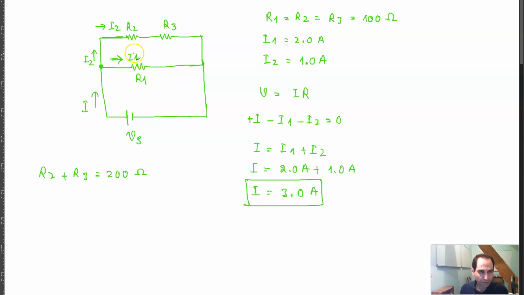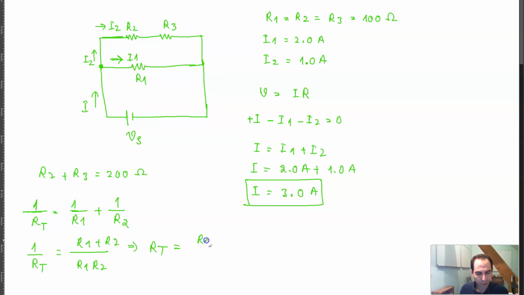And R1 is in parallel with this resistor, which means that 1 over R is equal to 1 over R1 plus 1 over R2. This is how you calculate parallel resistors. This is the equivalent resistance or total resistance. So 1 over R of T is equal to 1 over R1 plus 1 over R2, which means that R of T is equal to R1 R2 over R1 plus R2.